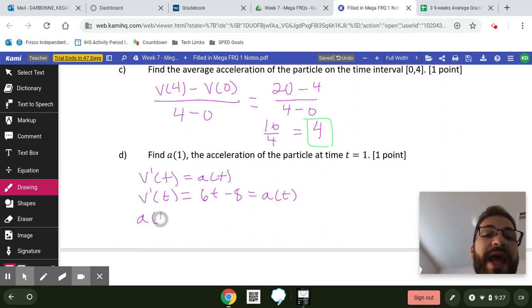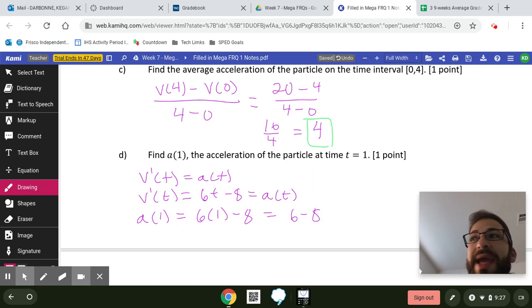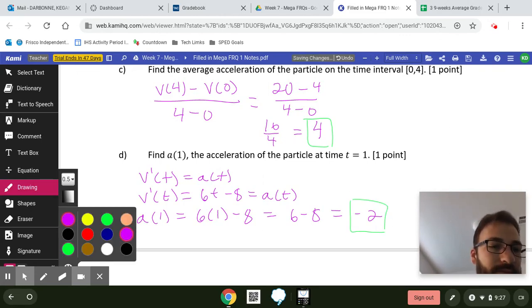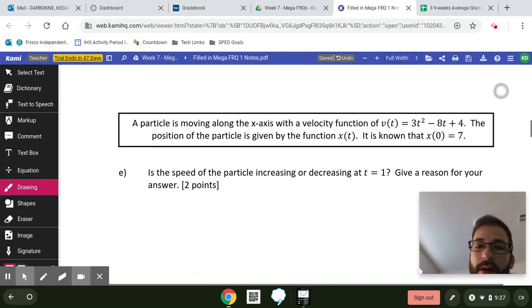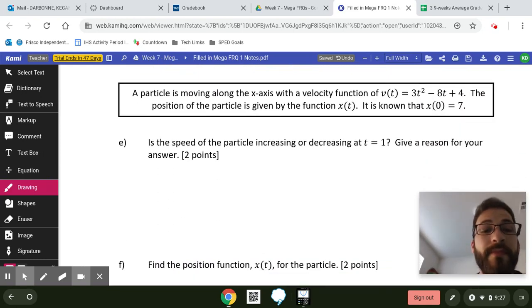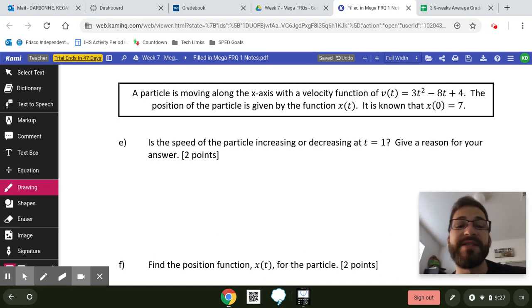So if I wanted to find a of 1, I'm just going to plug in that 1. So 6 times 1 minus 8, we get 6 minus 8, which equals negative 2. And once again, we do not have any units, so we don't need to worry about tacking anything on there. All right, part E. Hey, they just repeat the question up here at the top, just in case, so we don't have to scroll all the way back. Is the speed of the particle increasing or decreasing at time t equals 1? Give a reason for your answer.